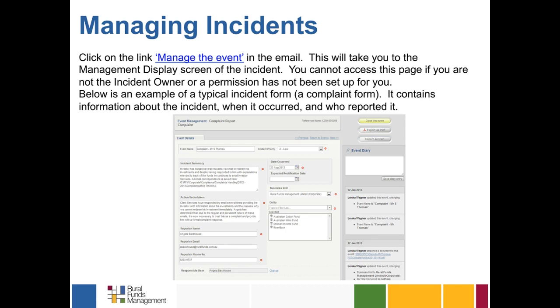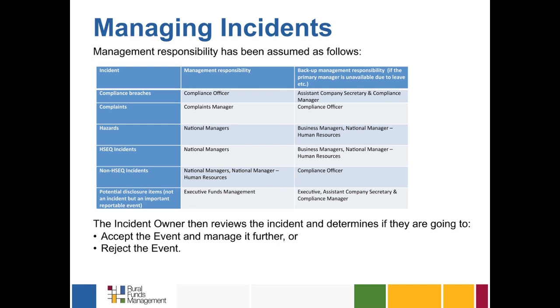Shown here is an example of a typical incident form, a complaint form. It contains information about the incident, when it occurred, and who reported it. Management responsibility is set out as follows. Compliance breaches are the responsibility of the compliance officer. Complaints are handled by the complaints officer. Hazards and HSEQ incidents are the responsibility of the national managers and national manager human resources. Non-HSEQ incidents are the responsibility of the national managers and national manager human resources. Finally, potential disclosure items, not an incident but an important reportable event, are handled by executive funds management.